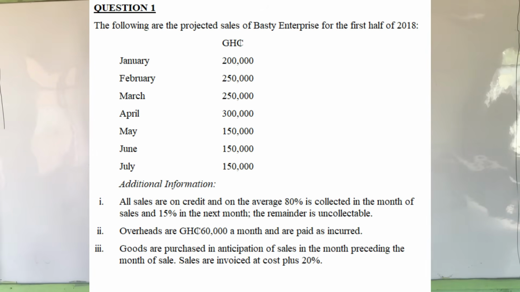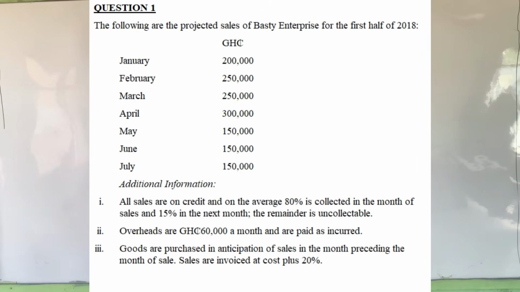Additional information. All sales are on credit, and on the average, 80% is collected in the month of sales, and 15% in the next month. The remainder is uncollectible. Okay, so we continue. Overheads are 60,000 Ghana cedis a month and are paid as incurred.